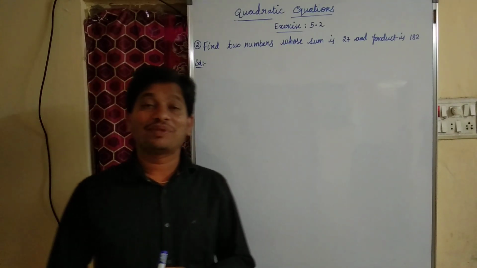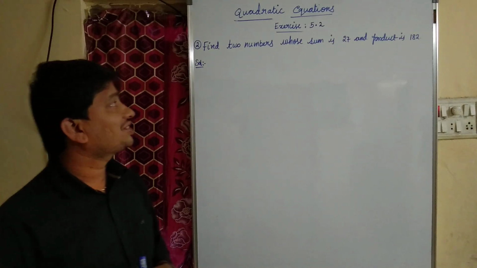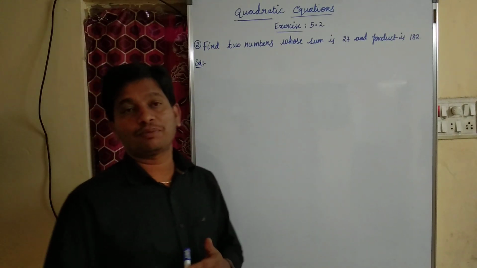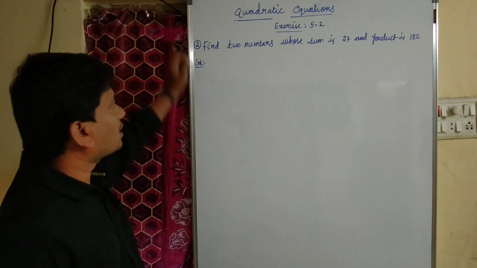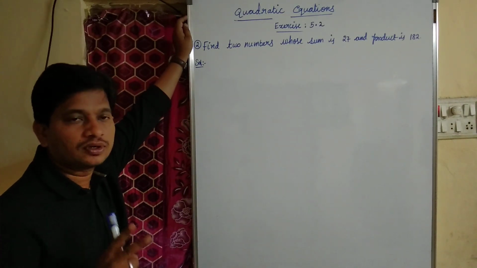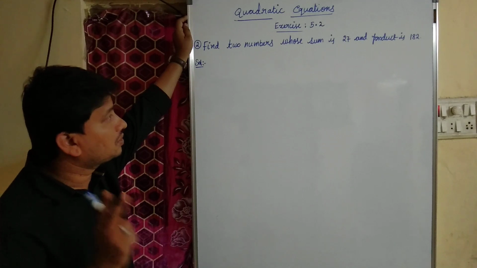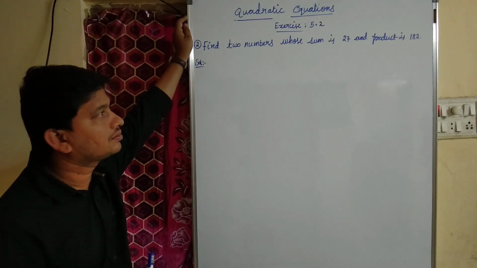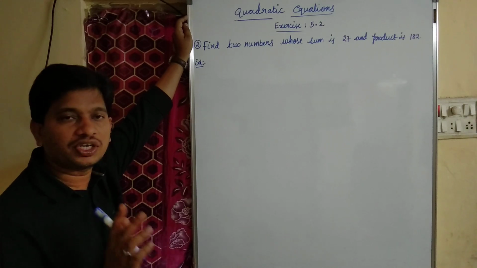Myself Naveen, I am the Maths Mentor, and in today's session let us discuss exercise 5.2 from the second problem onwards. Coming to the second problem: find two numbers whose sum is 27 and product is 182.